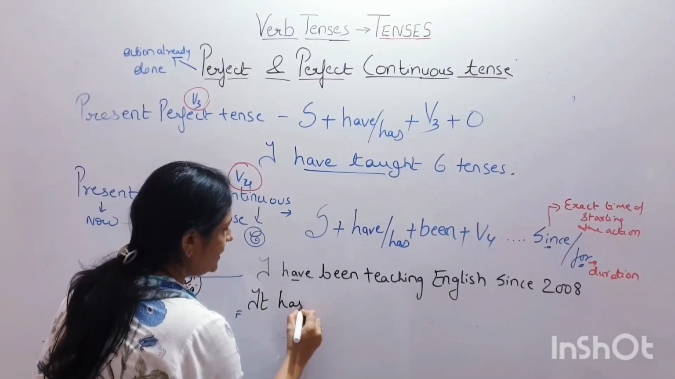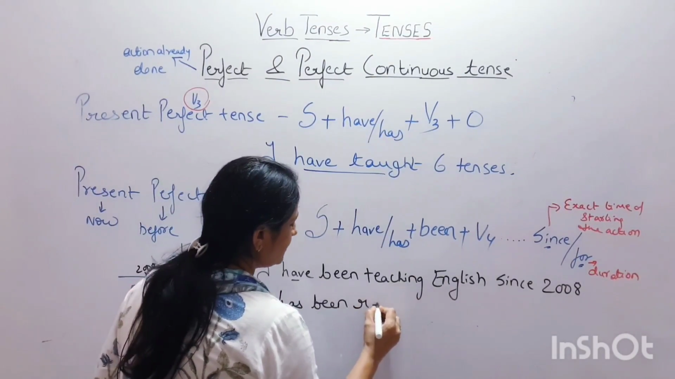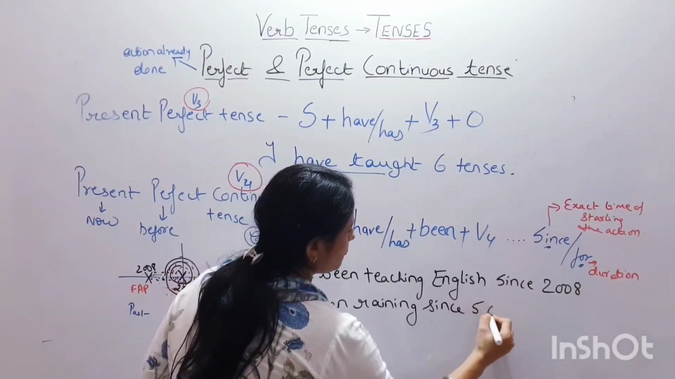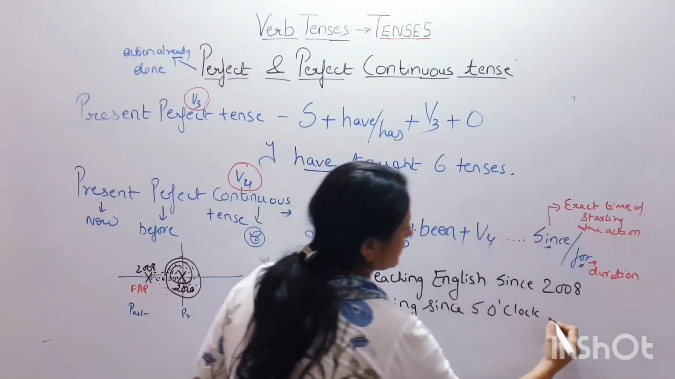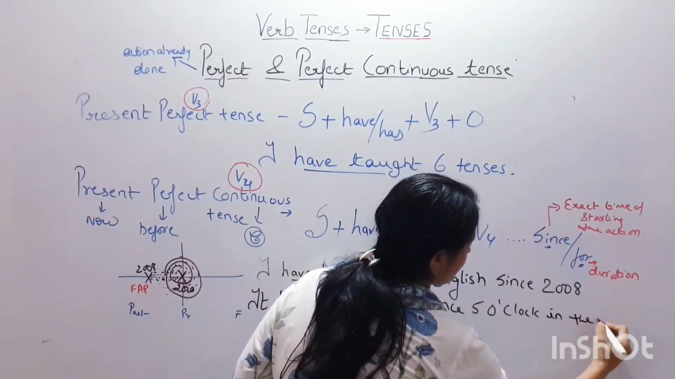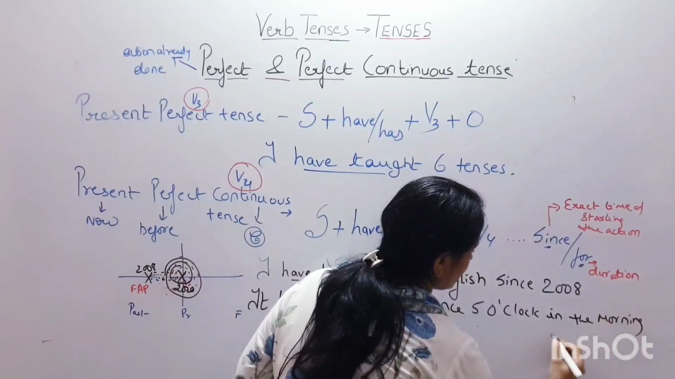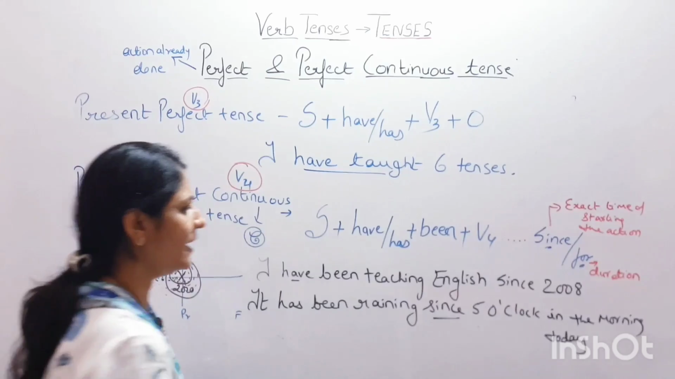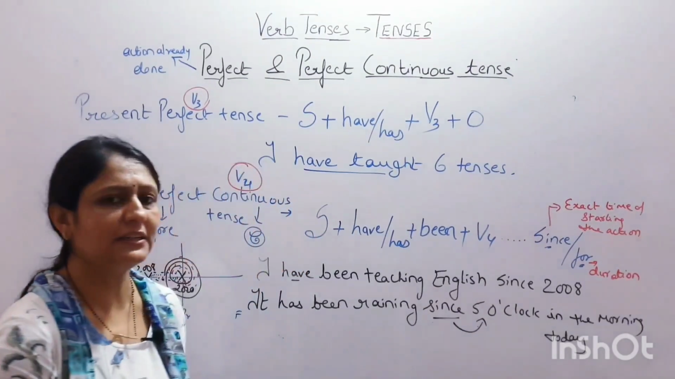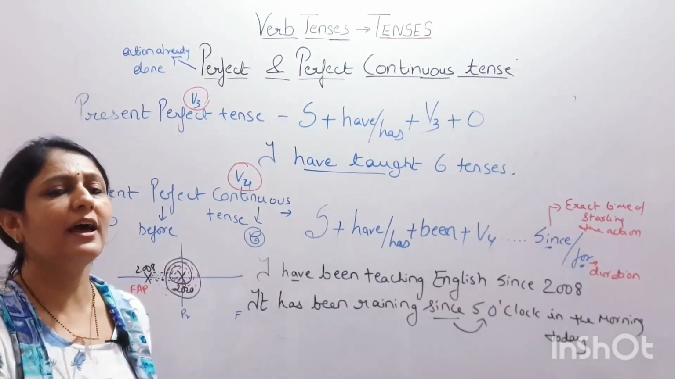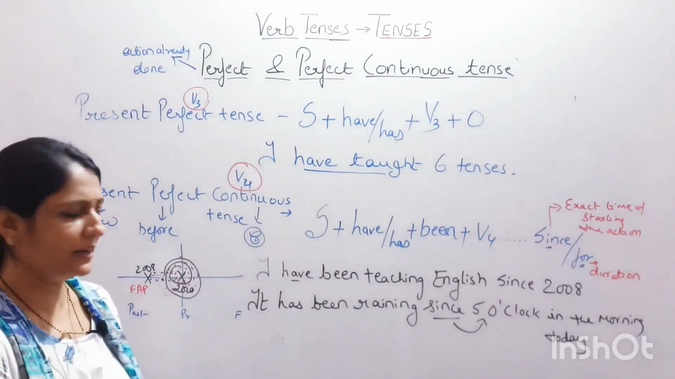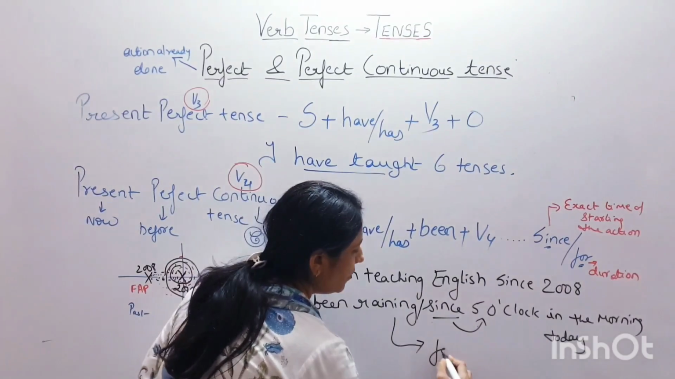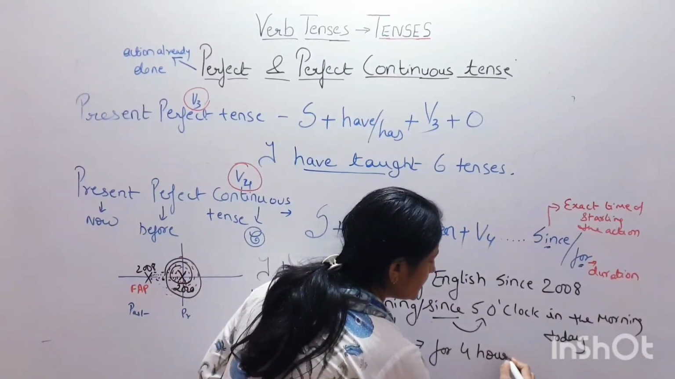I'll say it has been raining since 5 o'clock in the morning today. Now you can see I have used the word since again. Why? Because I have specified the time since when the rain has started. But I could have also written it. It has been raining, now let's say, for 4 hours.